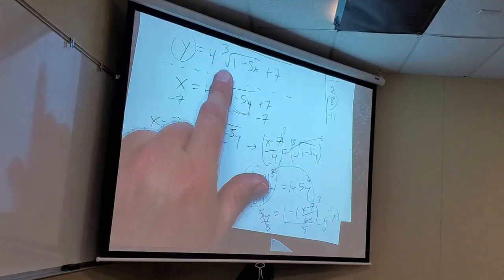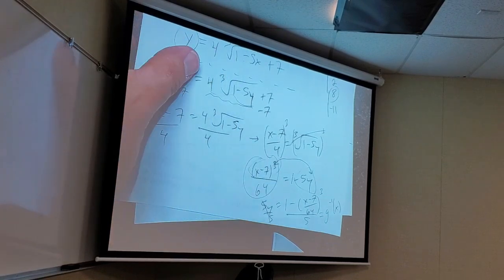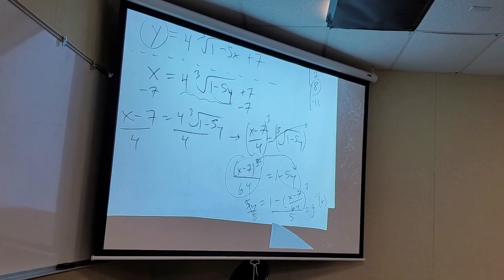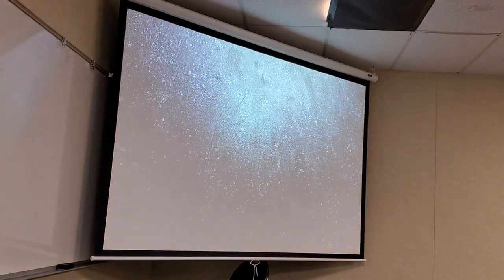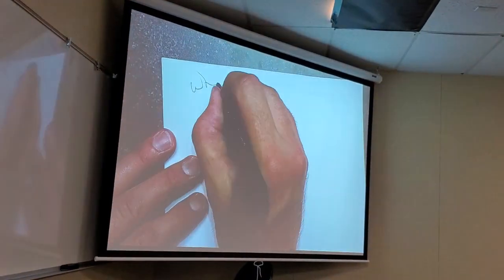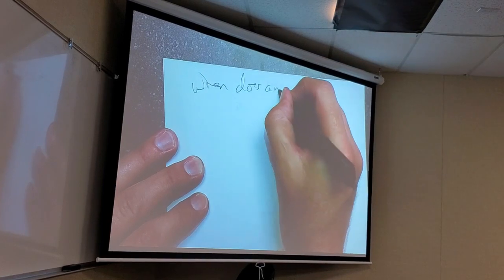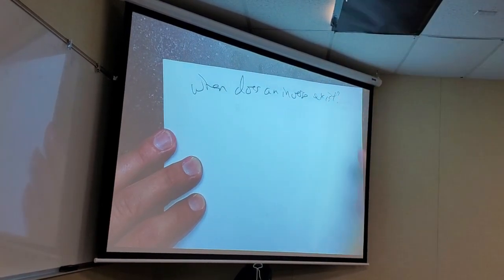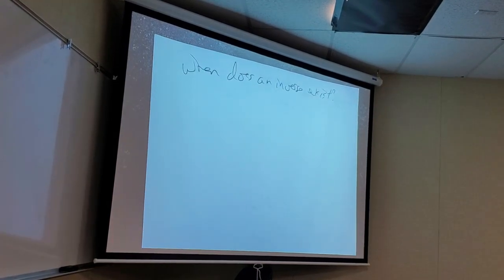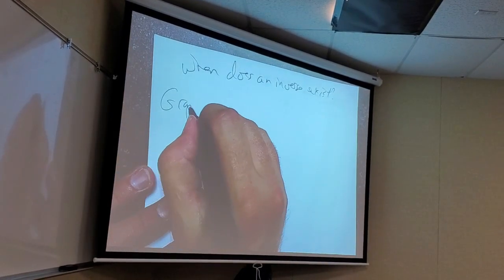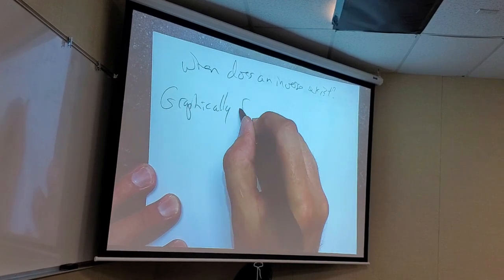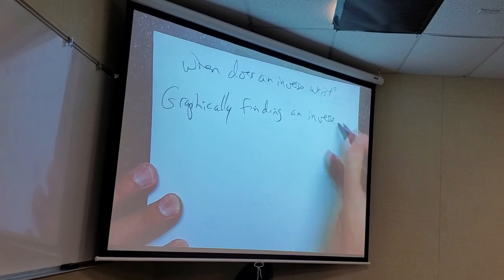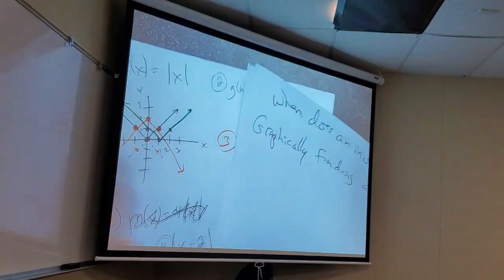So this is the process for finding an inverse algebraically. When does an inverse exist? All right, to answer this, I want to look at this graphically. Graphically finding an inverse. And actually, I can kind of answer it in a different way too.